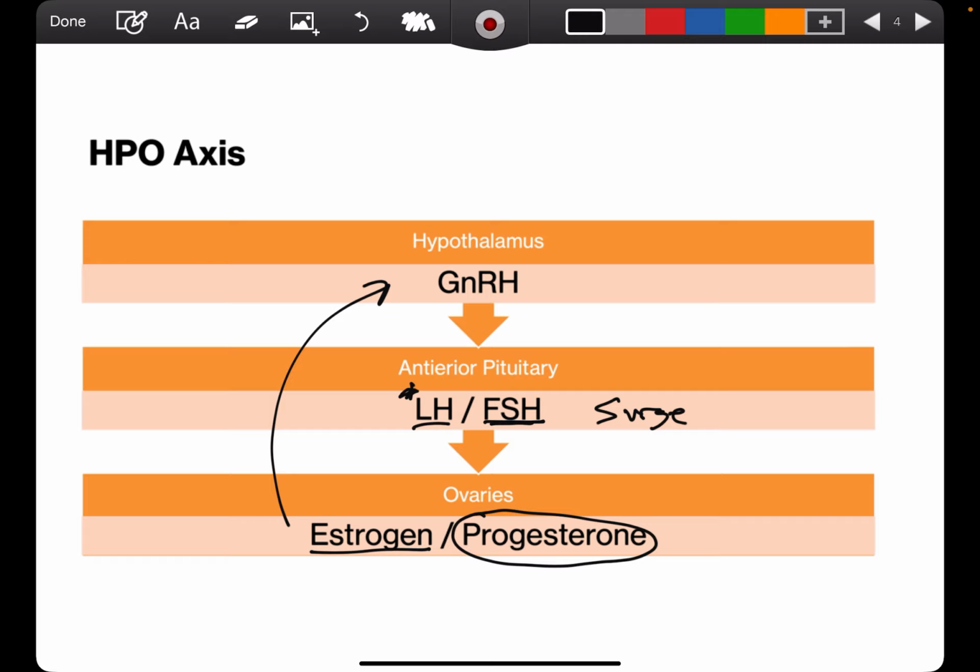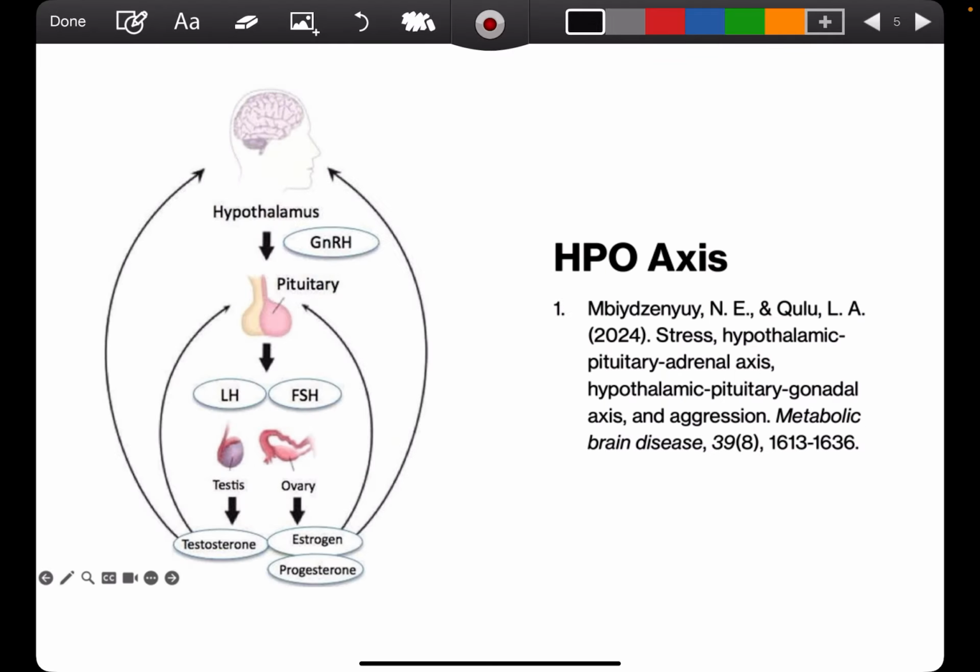Once the egg is released from the follicle, FSH is not completely inhibited, but it slows its release. And then progesterone becomes the primary hormone in the luteal phase, as the follicle that was once holding the egg becomes the corpus luteum, and then that releases progesterone in preparation for pregnancy. Estrogen is still high in the luteal phase, just not as high as it was in the mid to late follicular phase.